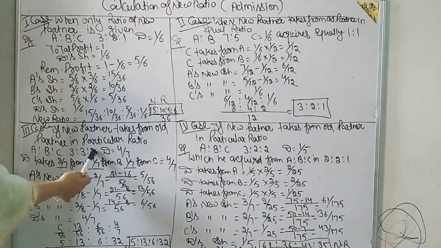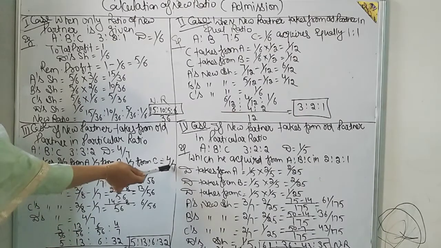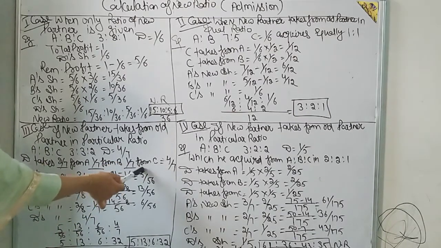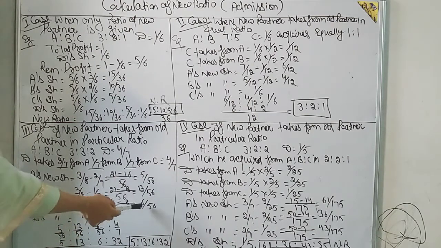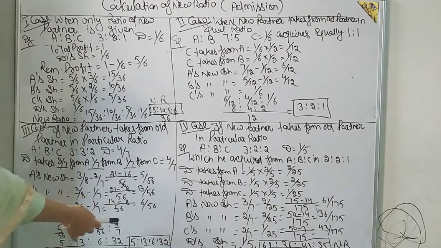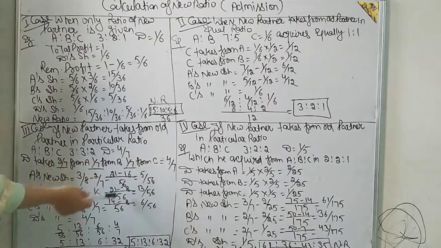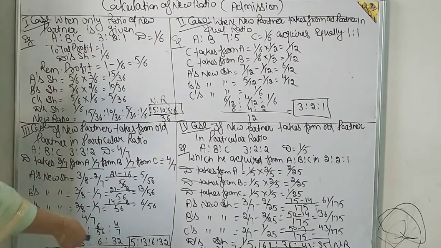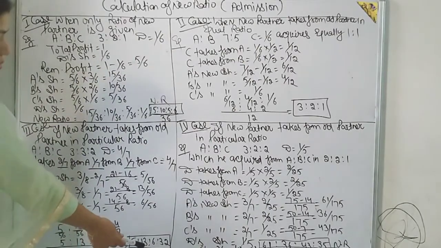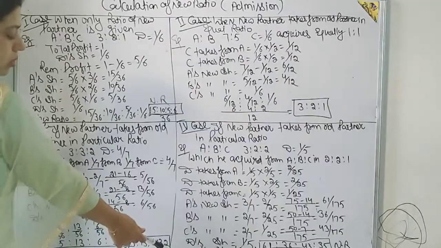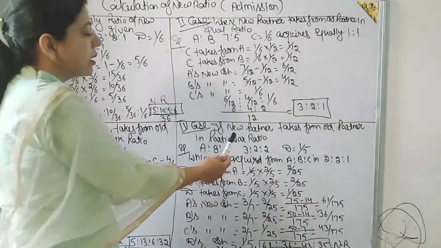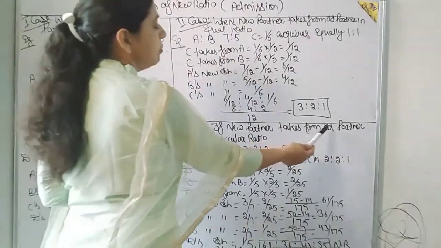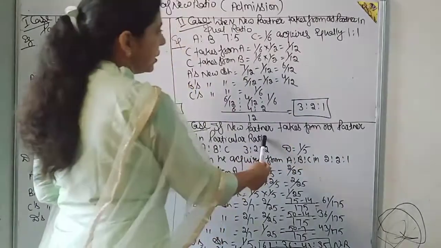C's share will be 2/8 minus 1/7, which is taken from C. So it should be deducted. LCM will be 56. Remaining will be 6/56. And D's share is equal to 4/7. Just take the LCM and calculate the new ratio. That will be 5:13:6:32.